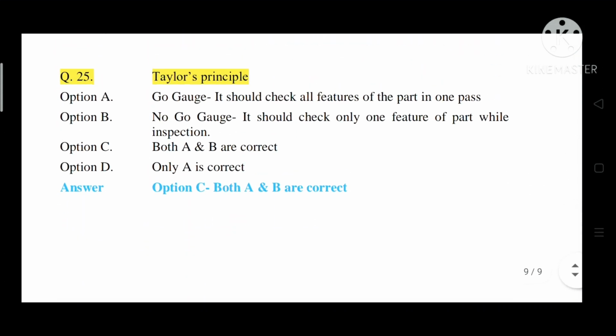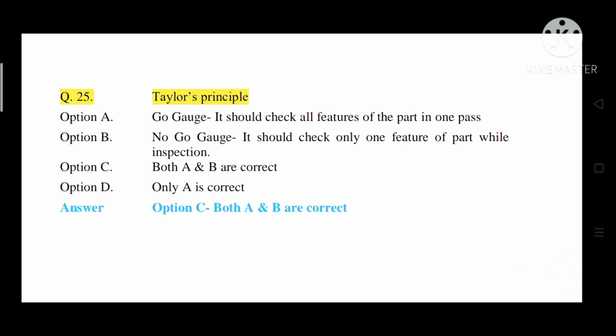Question number 25, what is Taylor's principle? Option A, go gauge, it should check all features of the part in one pass. Option B, no go gauge, it should check only one feature of a part while inspection. Option C, both A and B are correct. Option D, only A is correct. So correct answer is option C, that is both A and B.